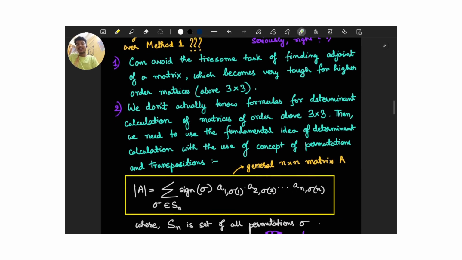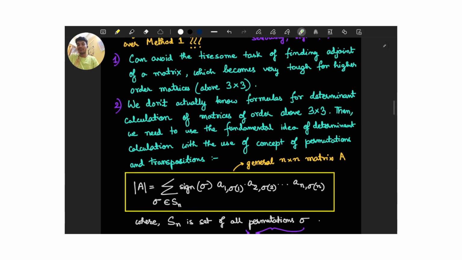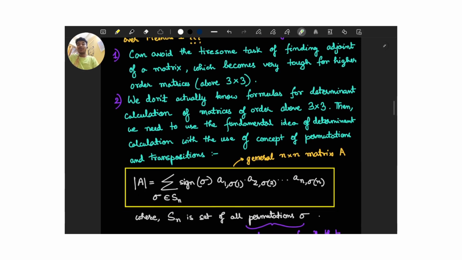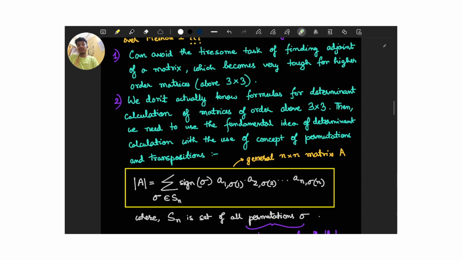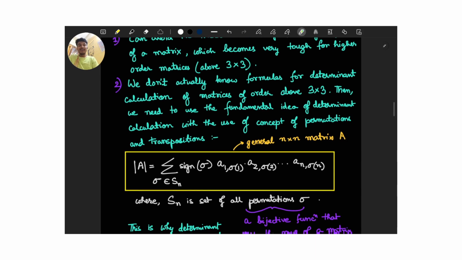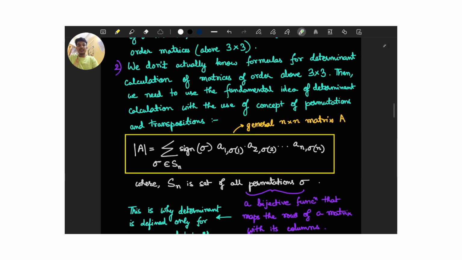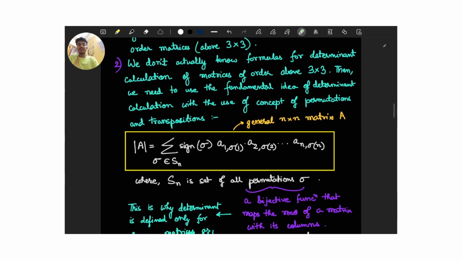The second point: we don't actually know a formula for calculating the determinant of any matrix other than 3 cross 3 or 2 cross 2. So how do you deal with the determinant of such matrices where the submatrix comes out to be 4 cross 4 or 5 cross 5? For that, we can actually calculate the determinant, but you don't know the concept at your JEE level. That is basically the use of permutations and transpositions that you will learn in a linear algebra course.